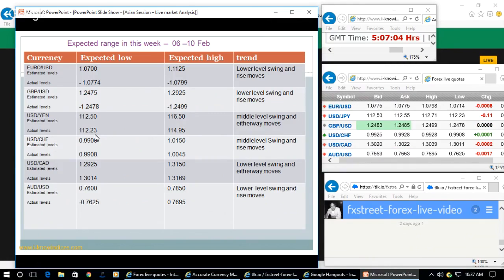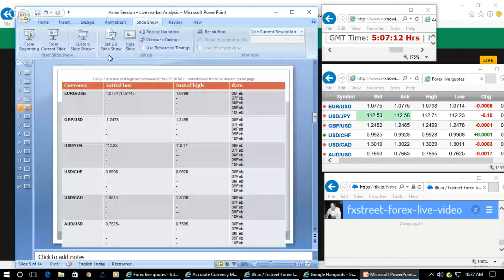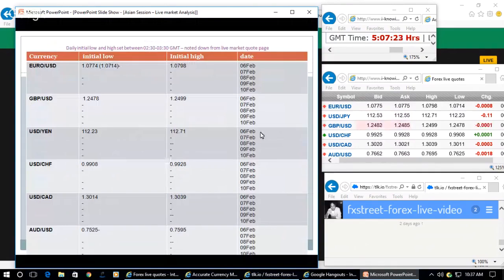Then in the case of yen also, 112.23 is the low, 112.71 is the high. Then in the case of CHF, 0.9908 is the low, 0.9928 is the high. They have not breached the low or the high in all these currencies.